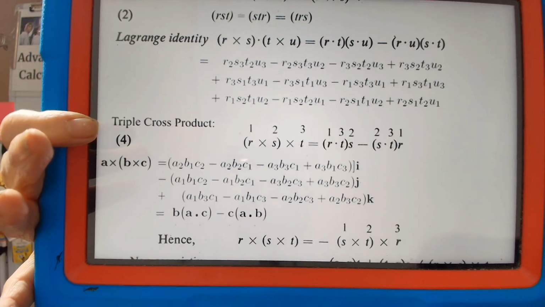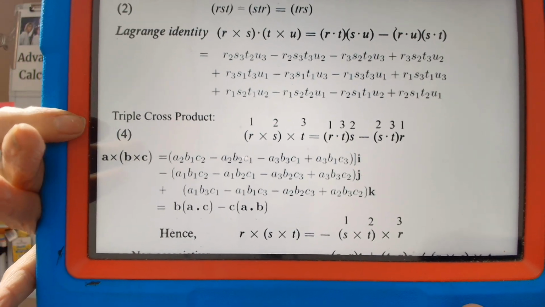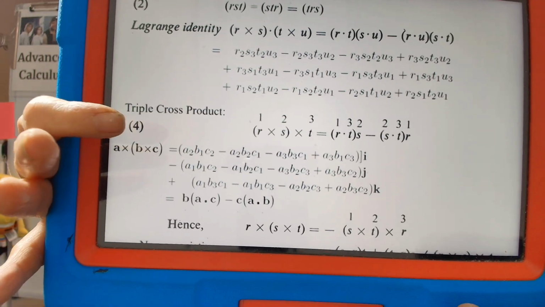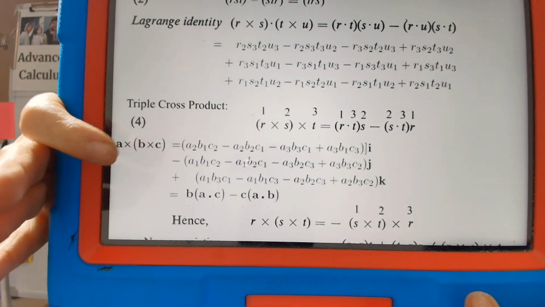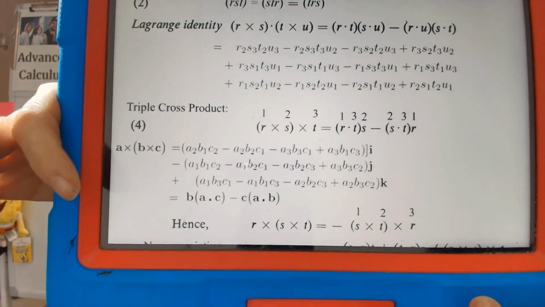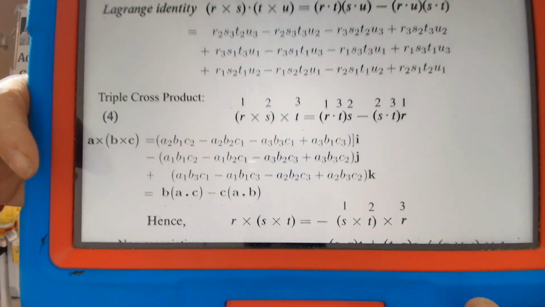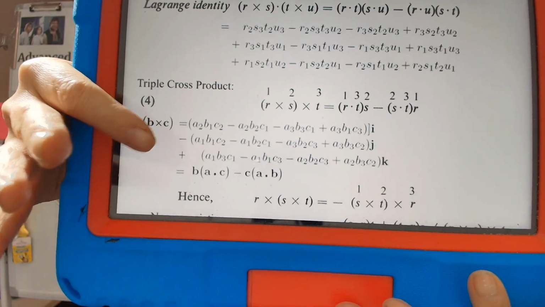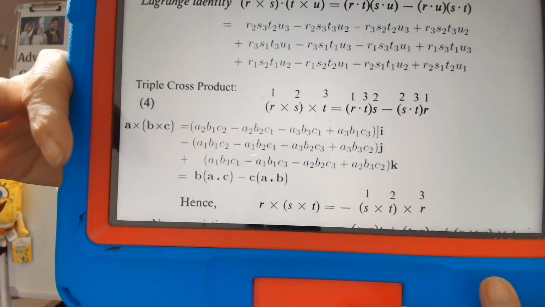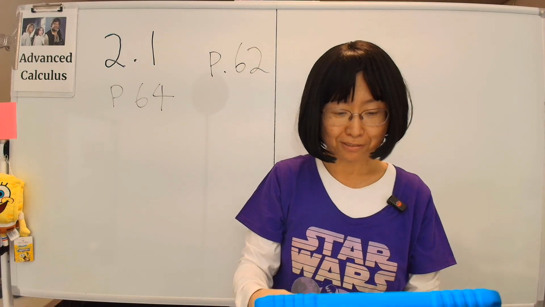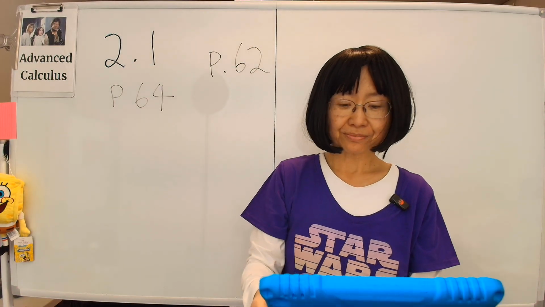Now, the triple cross product that you may or may not have had earlier is similar to the Lagrange identity in the sense that it is some equation that happens to be the same on both sides. And the way you can do it is by calculating it brute force. Just crank the whole thing out. Like I copy and pasted this answer from online. And if you are interested, you can go through all that work yourself.